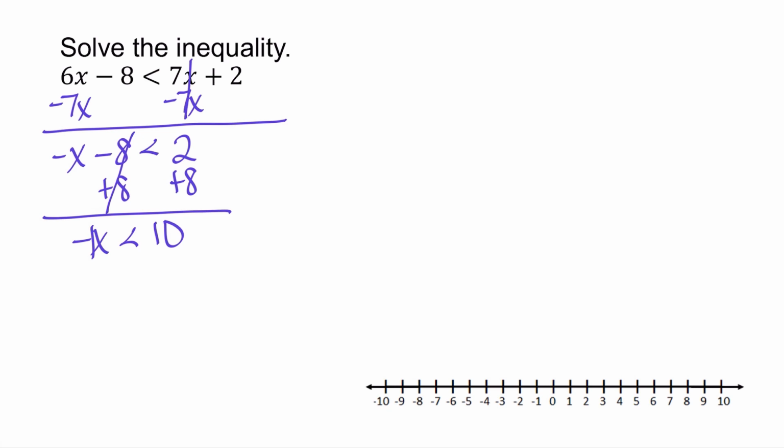So to really get that x by itself, I'm going to have to divide both sides by negative 1. And then on the left, that's going to leave me with x. Since I divided by a negative number, I once again have to flip my sign, and that's going to be negative 10. Since it's a greater than, I'm going to put an open circle at negative 10, and then I'm going to shade everything to the right. So that is my solution.